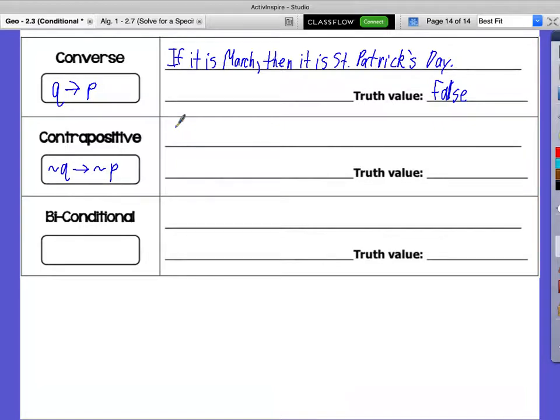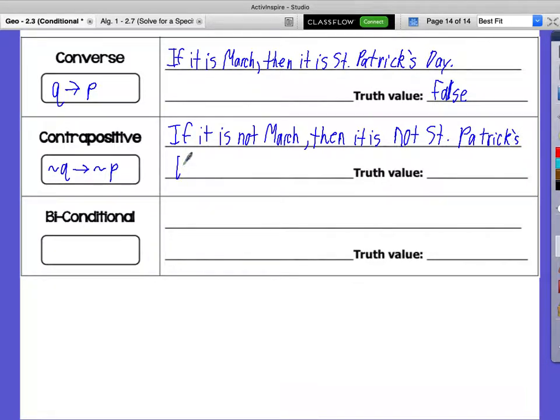If it's not March, then it is not St. Patrick's Day. Very good. Now, is that true or false? True. If it is not March, then it can't be St. Patrick's Day. The only way it could be St. Patrick's Day is if it's March. That's the only way it's possible.